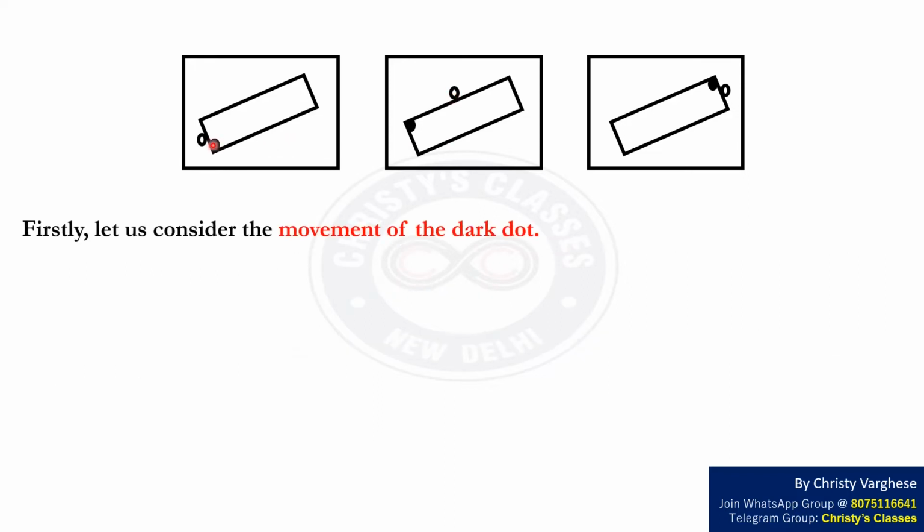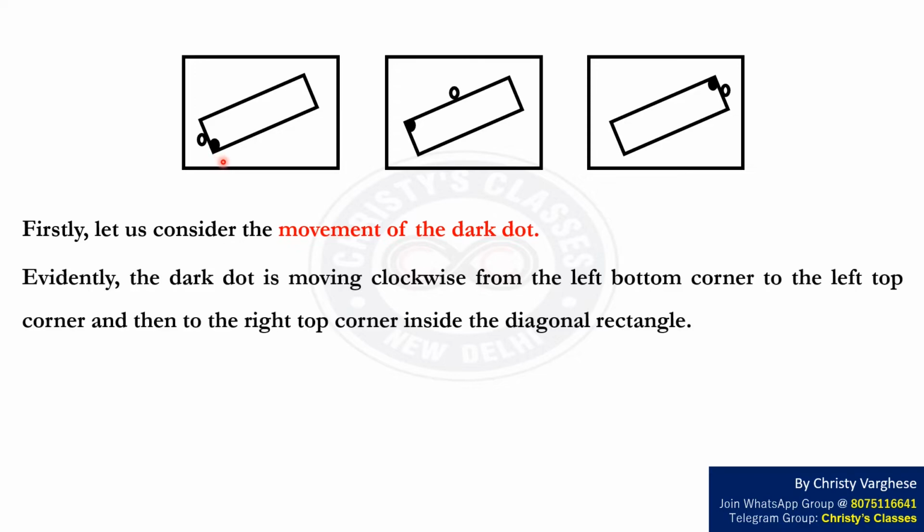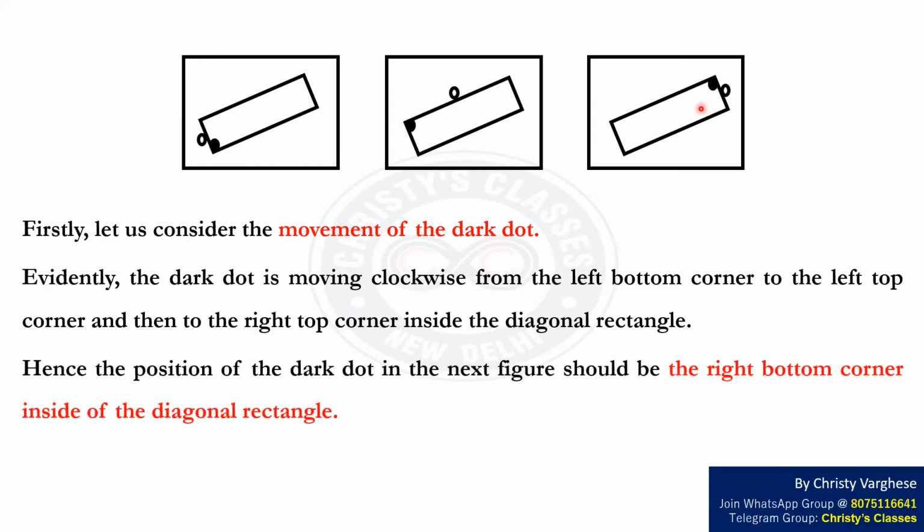Firstly, let us consider the movement of the dark dot. Evidently, the dark dot is moving clockwise from the left bottom corner to the left top corner and then to the right top corner inside the diagonal rectangle. Hence, the position of the dark dot in the next figure should be the right bottom corner inside the diagonal rectangle.